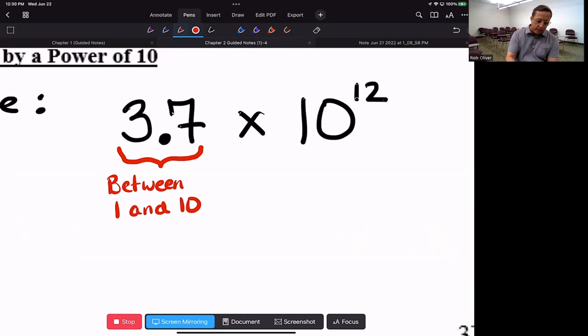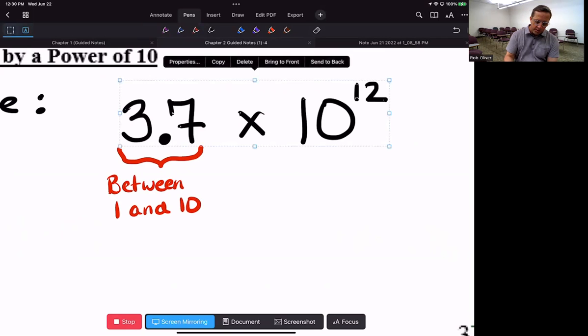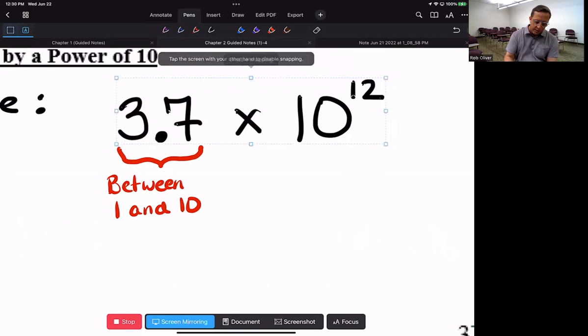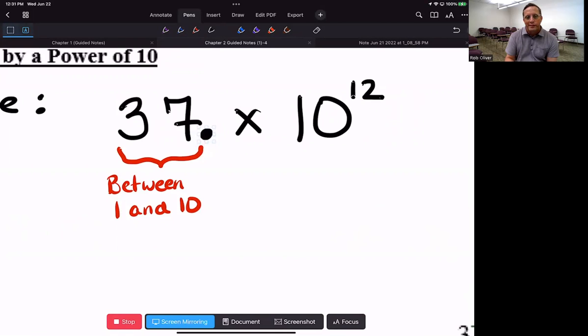So if we move the decimal over, if I move the decimal right here, well, now it's 37. That's definitely not between 1 and 10. Okay, now it is 3.7. And if I move it over here, it's too small. It's less than 1. It's between 0 and 1 now. So where the decimal is matters. So we have to put it right there.